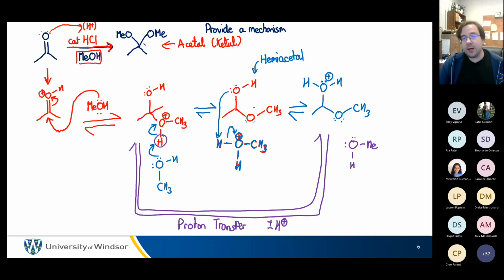Also, hemiacetals are not stable. Hemiacetals are either going to go back to a ketone or forward to an acetal, with one exception, which we will talk about this class, next class, sometime in the next little bit.